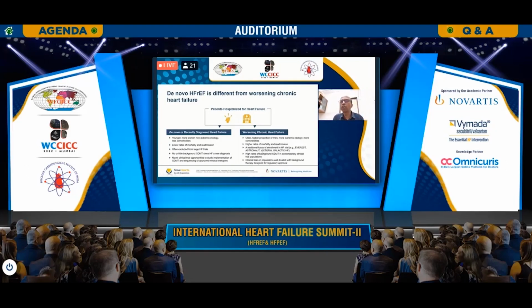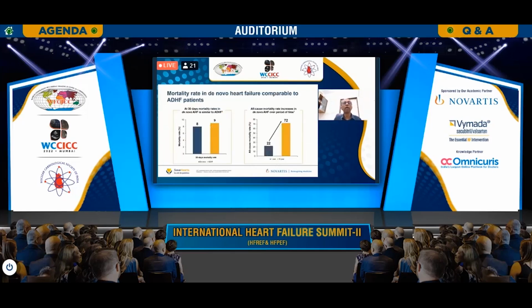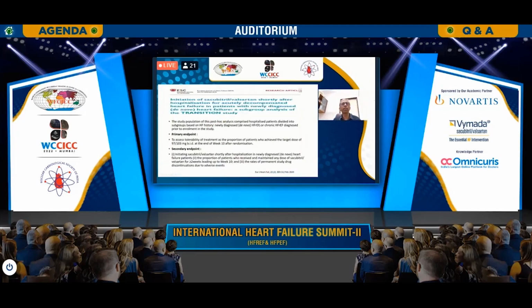And these have been the focus of the known trials, Everest, Galactic, Victoria, which Dr. P.C. Manoria alluded to in his talk just a few minutes ago. But if you look at the 30-day mortality rates of ADHF versus de novo, they are almost the same. All-cause mortality, however, of de novo heart failure patients climbs steeply in the absence of GDMT over 1 year to 10 years. So the 10-year all-cause mortality rate approaches 72%.